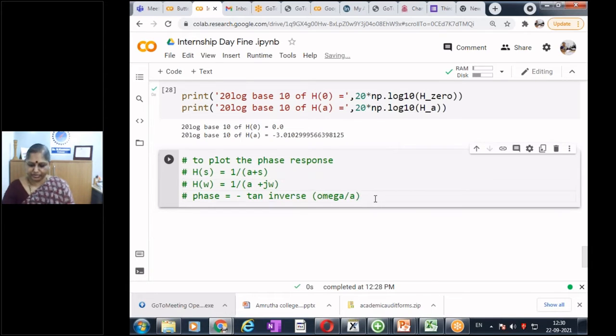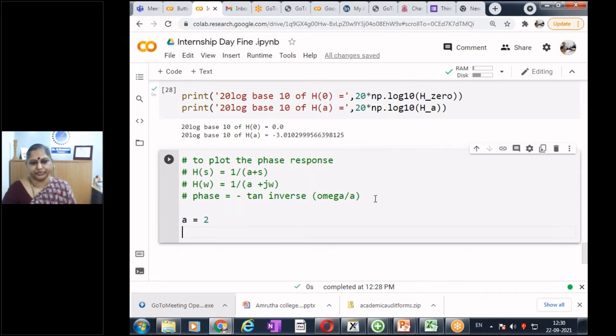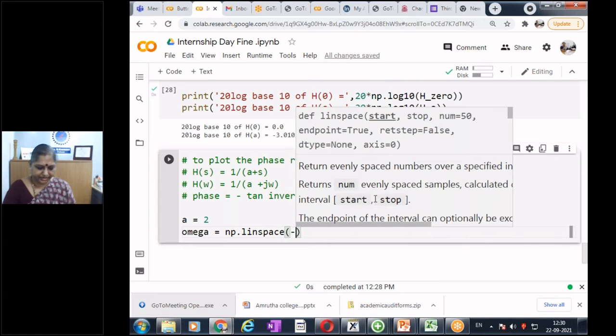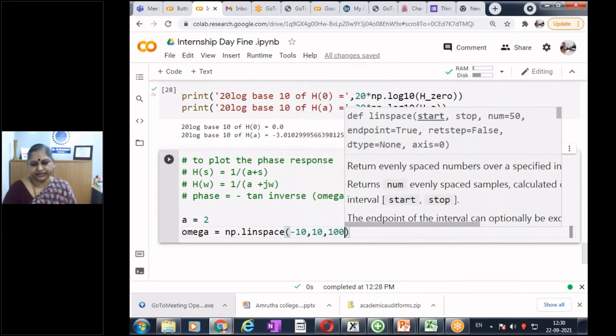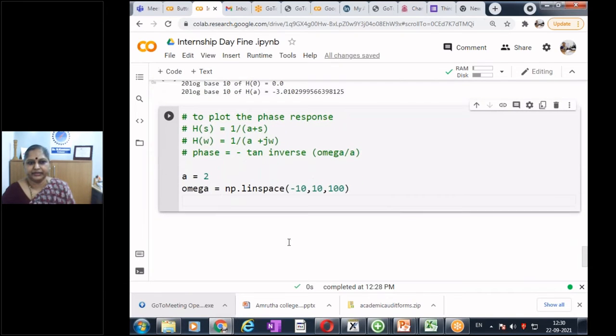So now let us write the program for doing this. So let us plot it. Let me give A equal to, let us say, 2. Then I need to define omega. Omega is np.linspace, let us say minus 10 to 10, and let us say 100. I'm plotting my omega from minus 10 to 10.